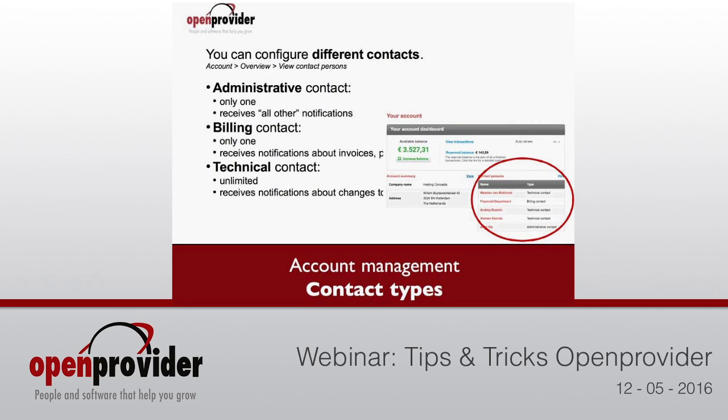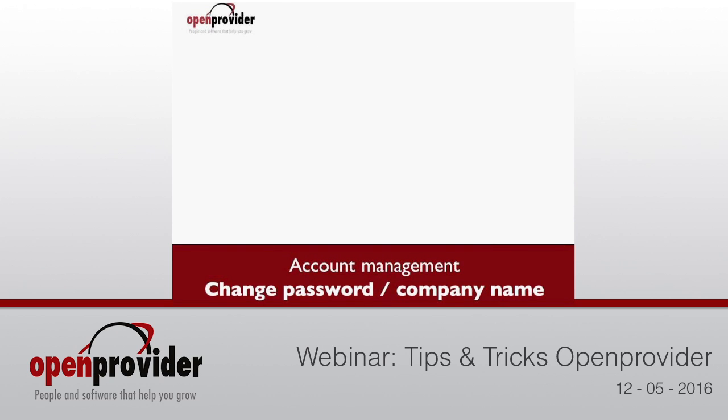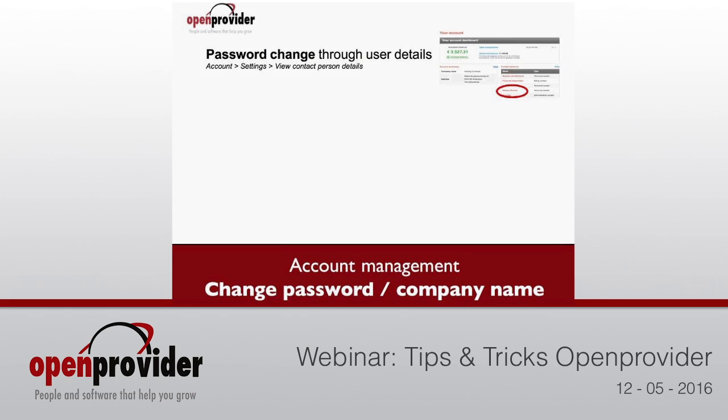You can find them all by going to the account overview. On the right side, you see contact persons. Click the view button, and you can add, modify, delete the contacts. Every contact has its own username and password. And you may want to change that, either for yourself or for one of your employees. Same story: go to the contact overview, click a contact, change its password, and save, and that's all.